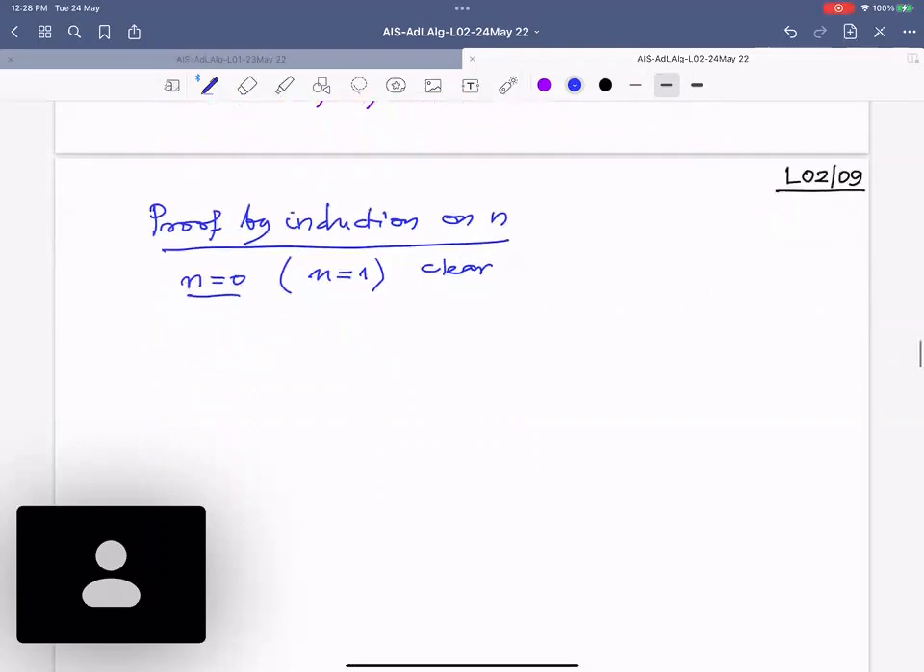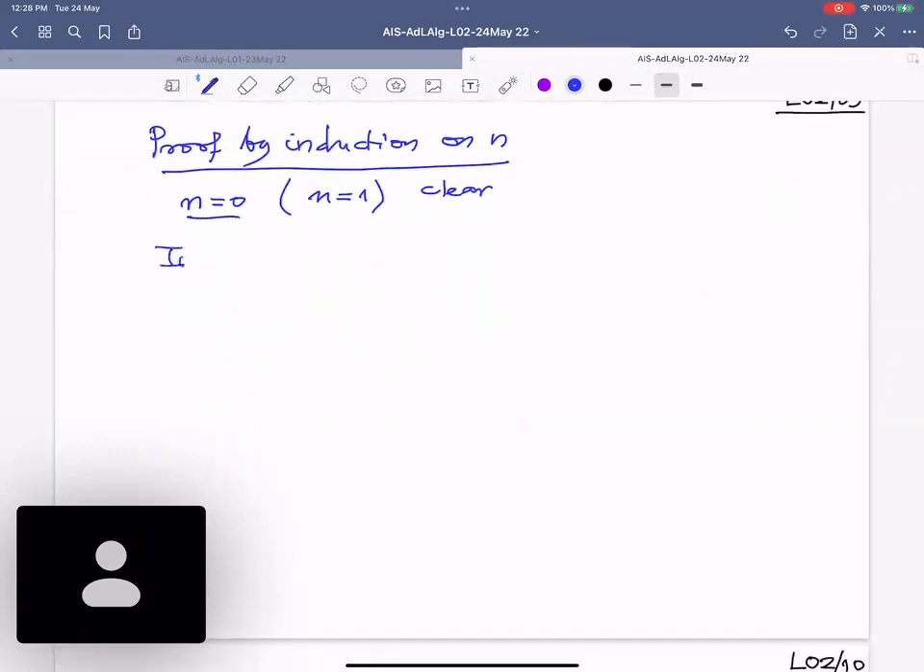And now I have to prove the inductive step. Inductive step from n minus 1 to n. That means I am assuming the assertion for n minus 1 and proving it for n. Therefore, I am going to restrict my form phi to V prime. V prime is what? Forget the last vector. So that is the subspace generated by x1 to xn minus 1.